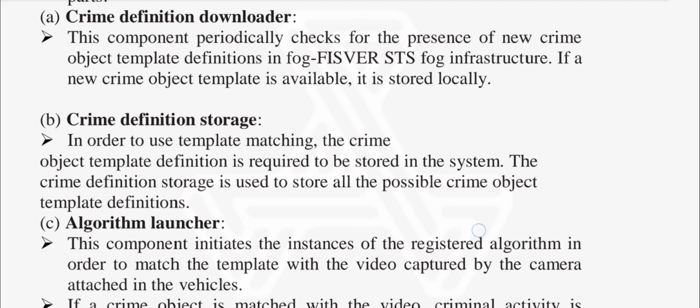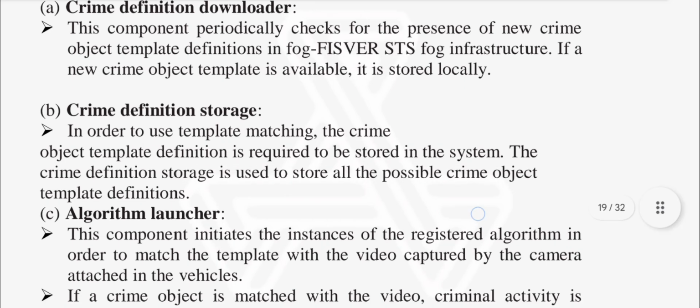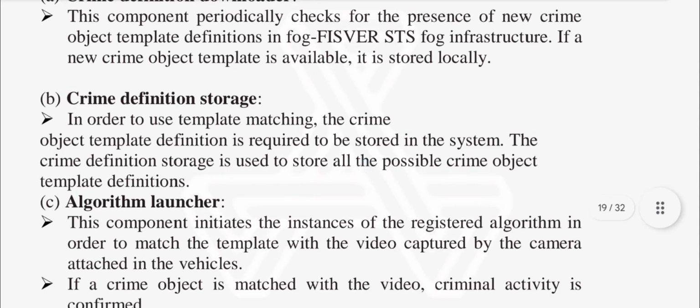Crime definition storage. In order to use template matching, the crime object template definition is required to be stored in the system. The crime definition storage is used to store all the possible crime object template definitions. Algorithm launcher. This component initiates the instances of the registered algorithm in order to match the template with a video captured by the camera attached in the vehicle. If a crime object is matched with a video, criminal activity is confirmed.